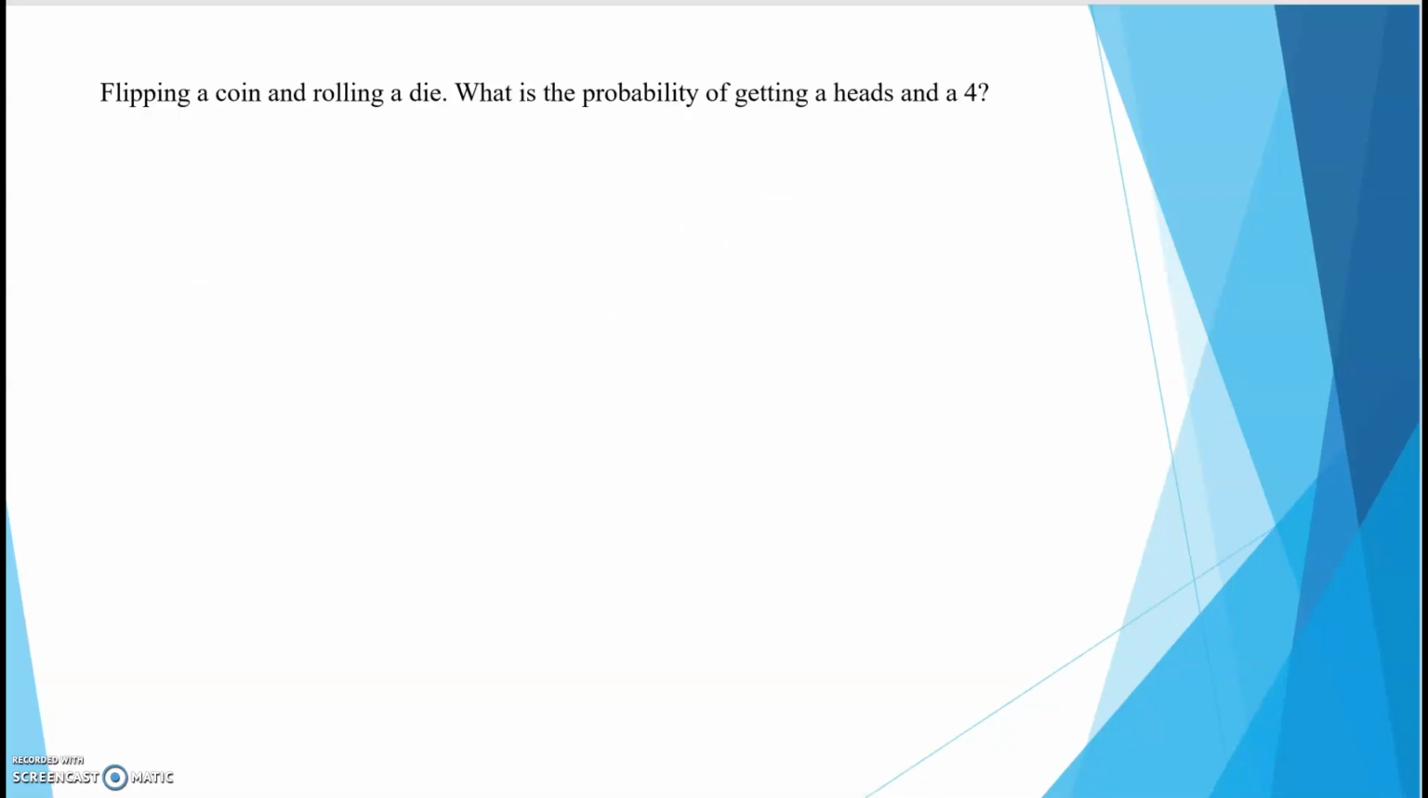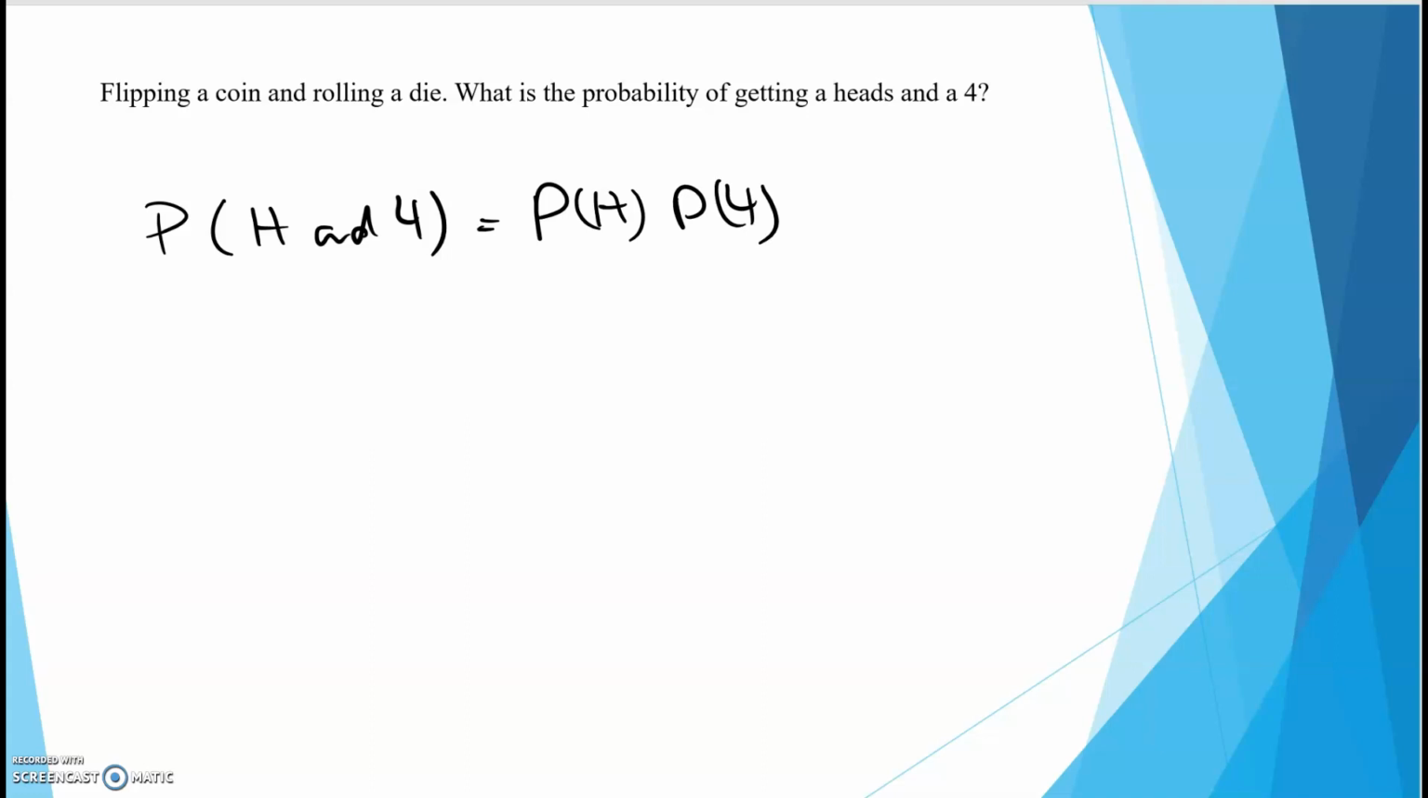Flipping a coin and rolling a die. What's the probability of getting a heads and then a 4? Heads and then a 4. Since these two don't affect each other, they're independent from each other. Because I flipped a coin and got a heads doesn't mean that I'm going to roll a die and get a 4. So that means this is probability of heads times the probability of rolling a 4. Probability of getting heads is 1 head out of 2, heads or tails. Rolling a die, if it's a 6-sided die, 1 out of 6. So this would be 1 out of 12.